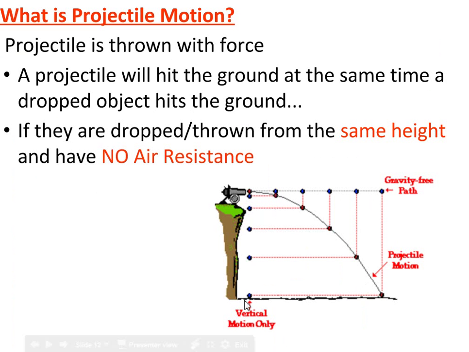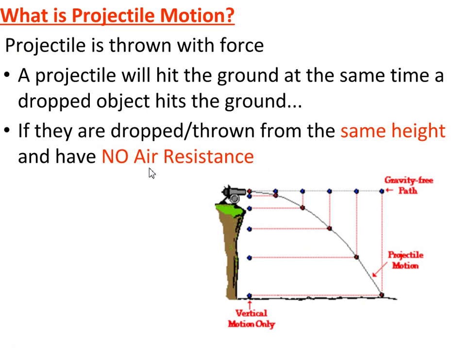The weird thing about projectile motion, and projectile just means it's thrown or projected with a force, is that a projectile will hit the ground at the same time that a dropped object hits the ground if, and this is a big if, because you think, no way, if I throw something and drop something, it shouldn't hit the ground at the same time. Logic just says that. There's two ifs here. If they are dropped or thrown from the same height and you're in the absence of any air resistance. Those are two big things that could change the rate at which a projectile falls to the ground and the rate at which something is dropped and hits the ground.